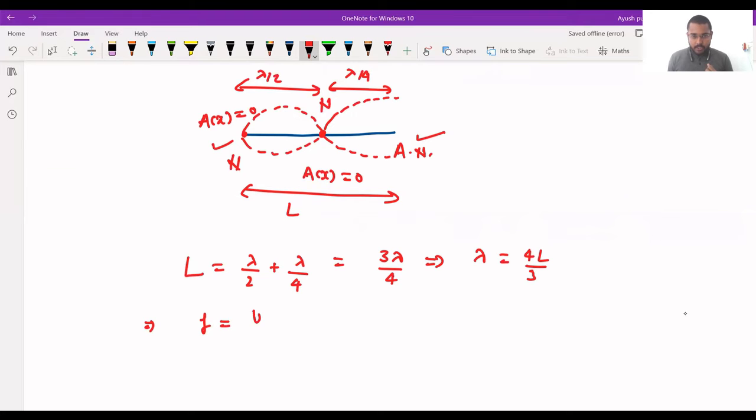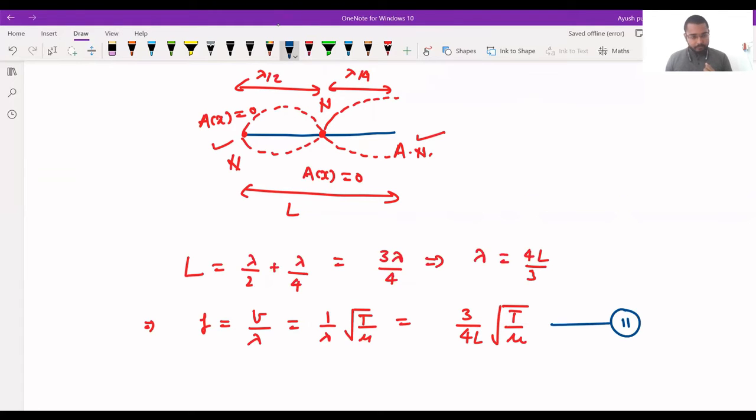Now again, from the equation of velocity and frequency, we can write f is equal to v upon lambda. Again, v is equal to root T upon mu. We can write the value of lambda here. So it will give us f is equal to 3 upon 4L root T upon mu. I am calling this equation second.